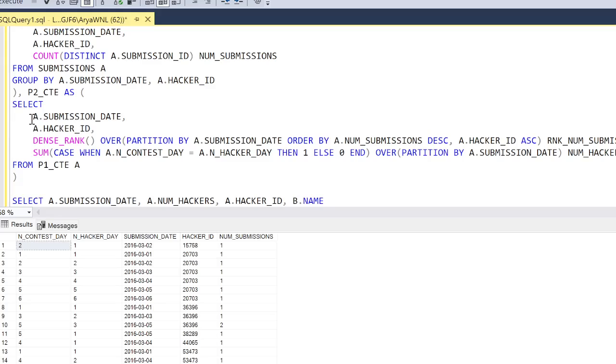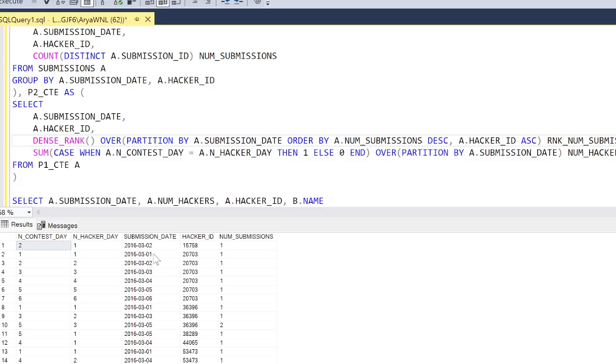I will select the submission date and retrieve the hacker ID. And I will do dense rank over partition by submission date. So 1st March will be one group, 2nd March will be the second group, and so on. Then order by number of submissions in descending order. For example, 1st of March is one group. Now I have to assign the dense rank, and I am assigning it on the basis of the number of submissions in descending form.